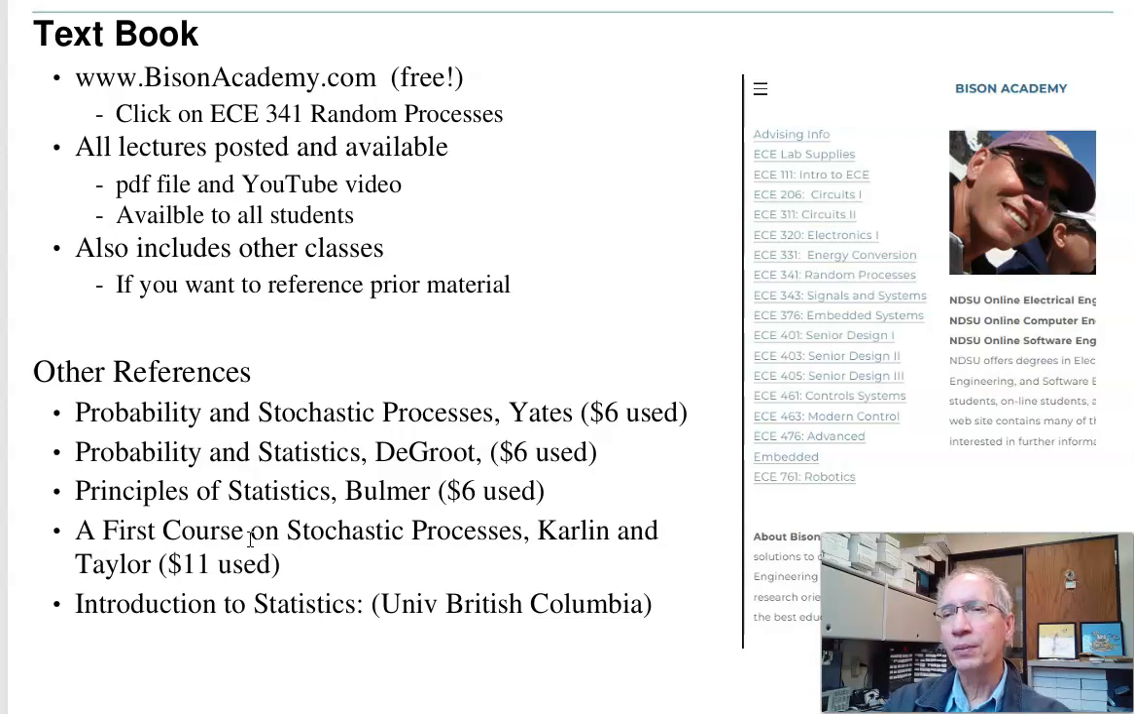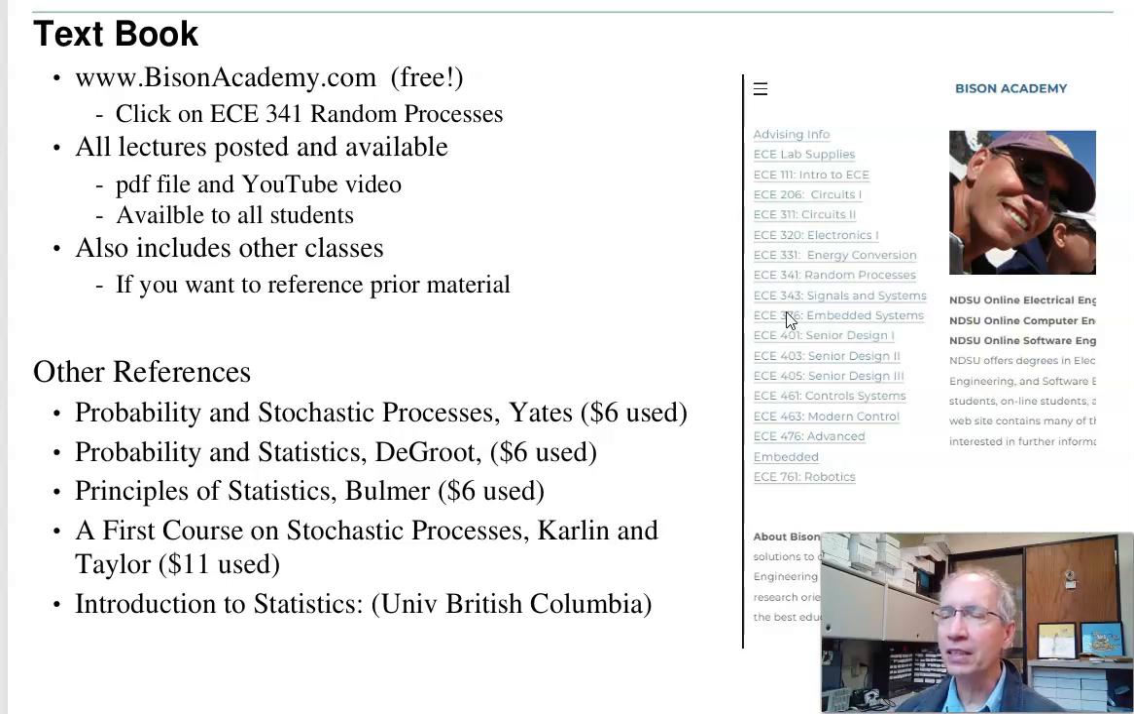And also, Bison Academy includes other classes. If you forget, how do I do circuit analysis? How do I use the transistor? Well, you can just go on Bison Academy and click on it. All that information is available.